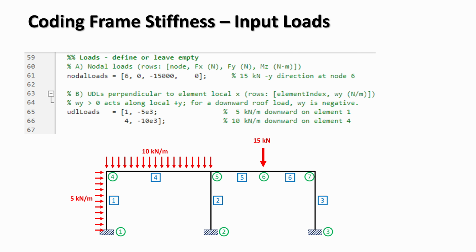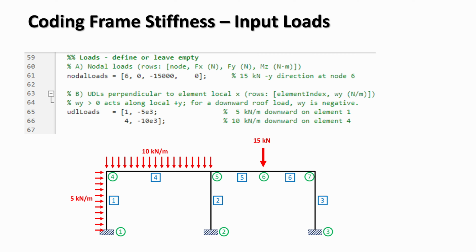Because the downward forces are negative in the global y direction, this appears as minus 15,000 newtons. The format here is node, force in x, force in y, moment. So we can also include horizontal forces or applied moments if we needed. And B, uniformly distributed loads, or UDLs. These act along an element, not at a node.